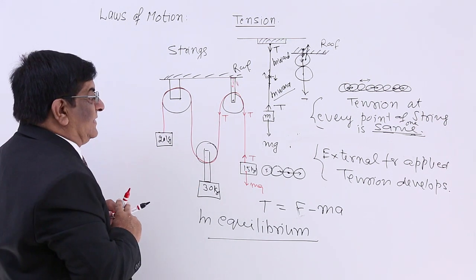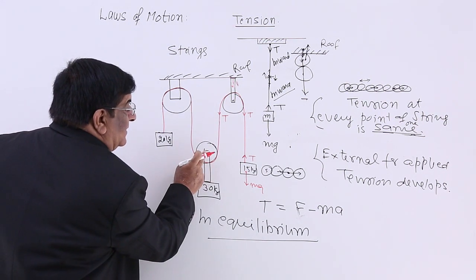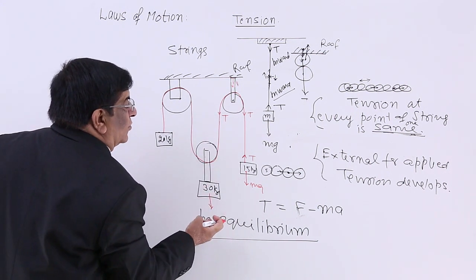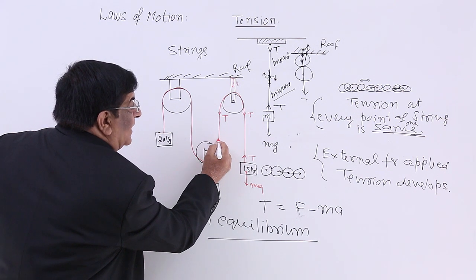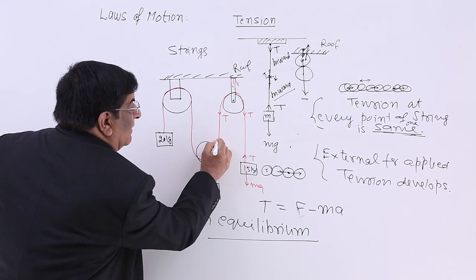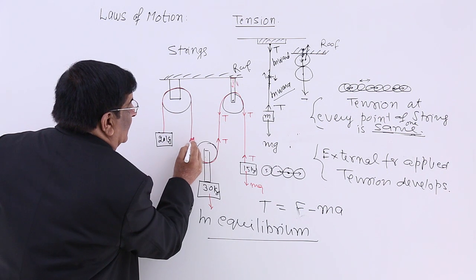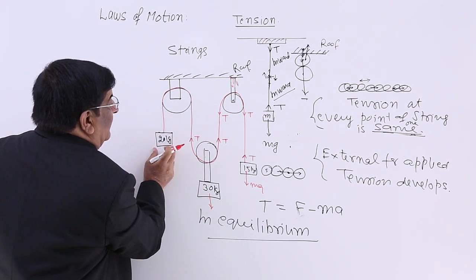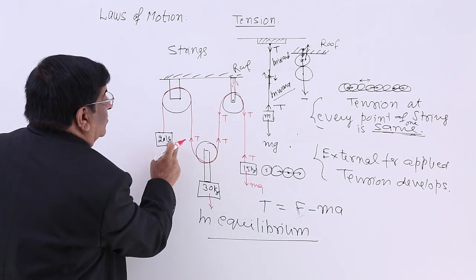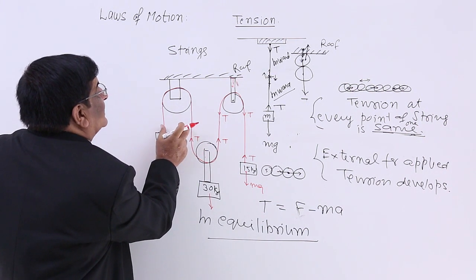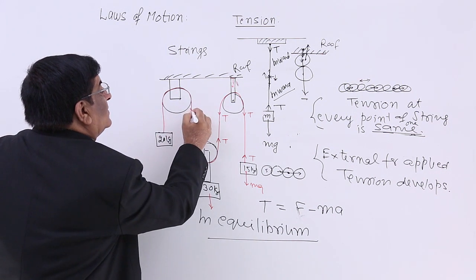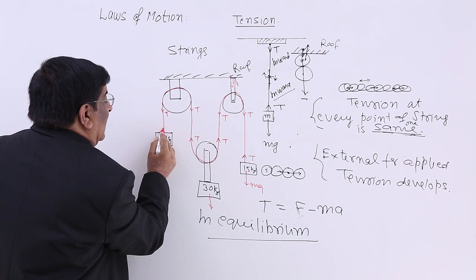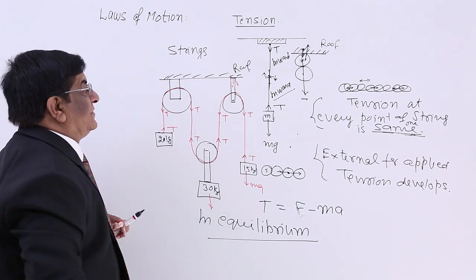Now here, what will be the tension direction? Answer: where is the force? Here is the force. If this force is trying to go down, then it is not allowing it to go down, so it develops a tension here. This develops a tension here. Now this pulley, here is a weight, here is a weight, both are trying to go down. It does not allow them, and they transfer the force here. How? Tension acts in this direction, tension acts in this direction, and here tension acts in this direction.